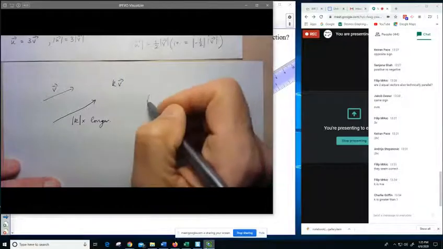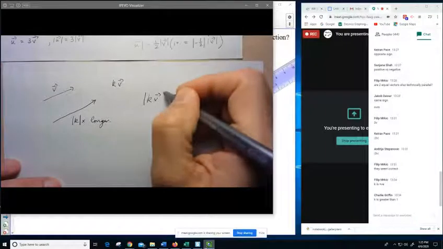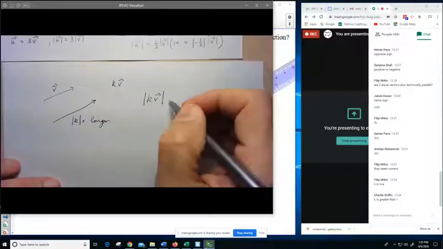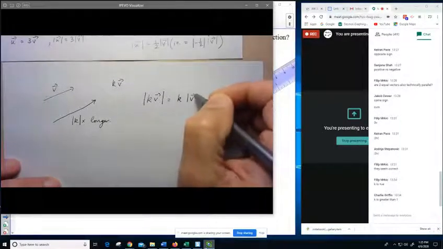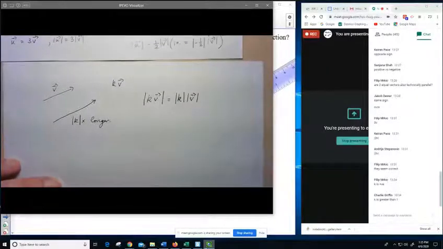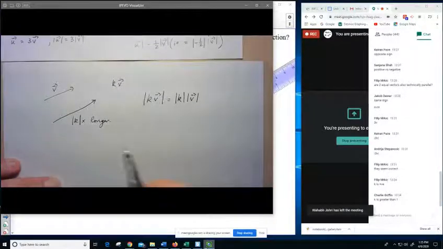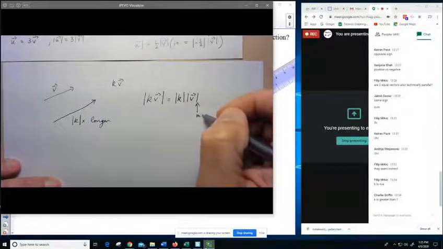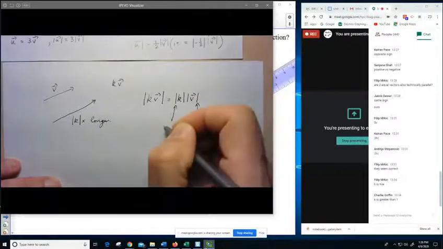So when we're talking about some new vector kv, if we're looking for the absolute value of this new vector kv, while it's tempting to say that it's k times the magnitude of the original vector v, we have to add absolute value symbols here, in the case that k is negative, okay? But this is where we have to be careful that it's all about context. This represents magnitude, and this represents absolute value.